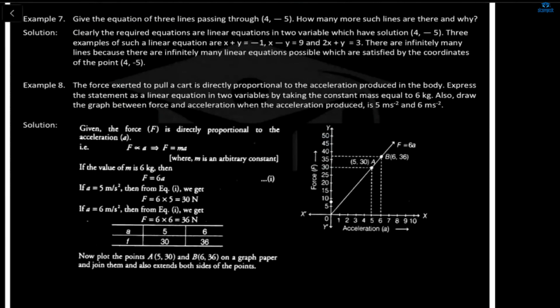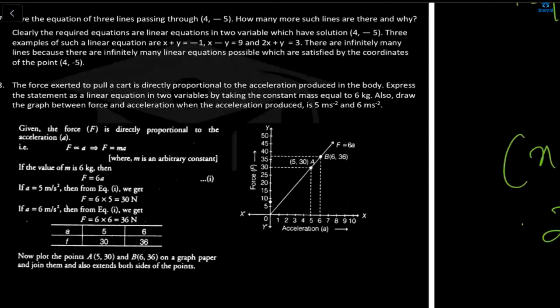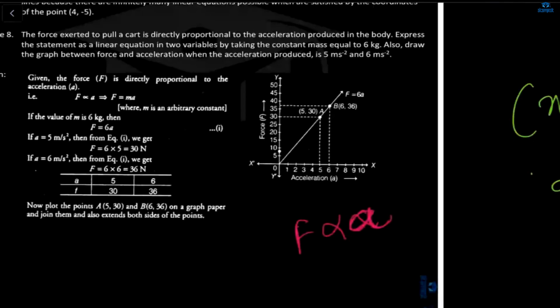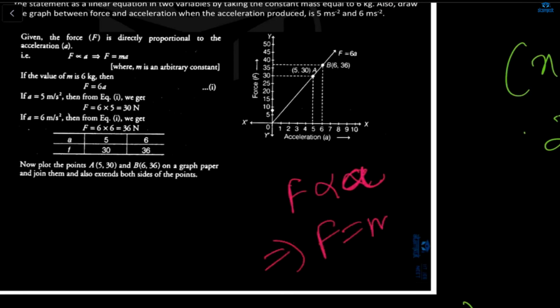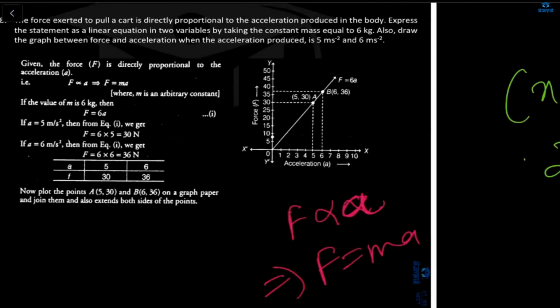The force exerted to pull a cart is directly proportional to the acceleration. So it is given to you. It is not just telling you that you're going to put that physics formula, it is explaining you everything. The force exerted to pull a cart is directly proportional to the acceleration produced in the body. Express the statement as a linear equation. So it is telling you that F is directly proportional to A. Now, it implies that F is equal to ma. Express the statement as a linear equation in two variables by taking the constant mass equal to 6 kg. We know that F is equal to ma.